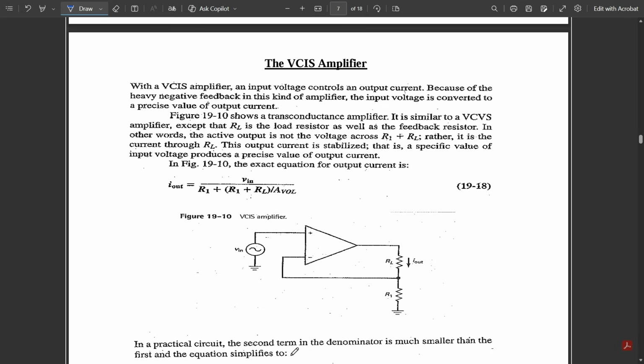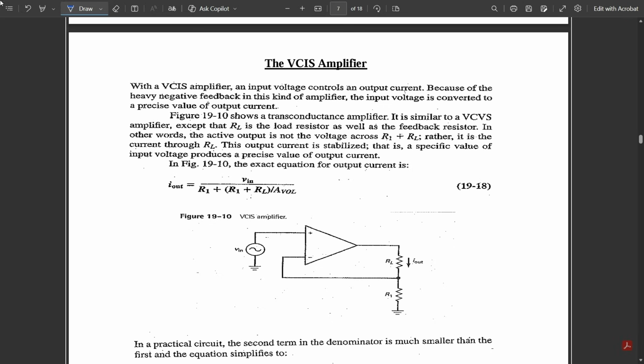Also in my previous video we discussed the ICVS amplifier, that is the current controlled voltage source amplifier. In that, the input is current and the output is voltage, and we have zero input impedance and zero output impedance. That is, we don't have any input impedance and output impedance values in that circuit, right? We had only one feedback resistance and no input and output resistances. That's why it is also called the perfect current to voltage converter. I discussed that in the previous video, so those who didn't watch it, please go and watch it.